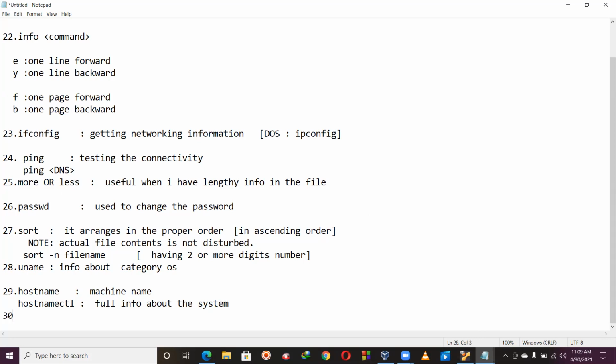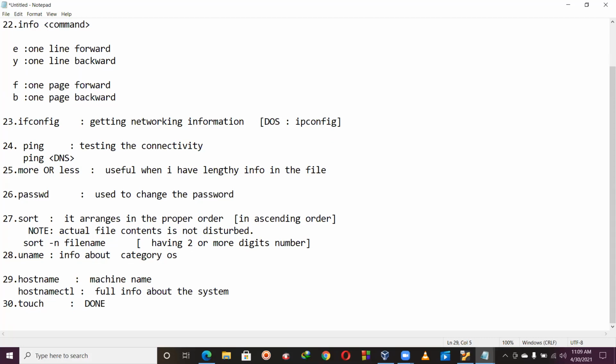So next commands, 30. Next command is what? Suppose you already know about the terms. Already done. But here, I'm giving you some more information. First, you already know what the touch command does: it creates a file, an empty file.